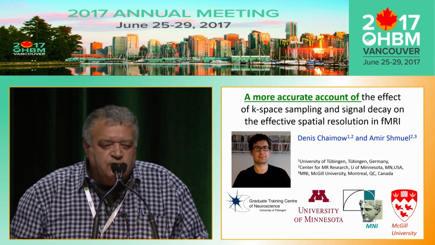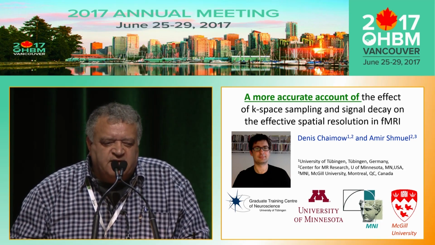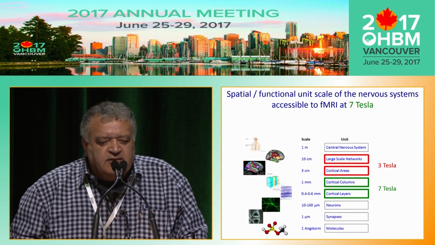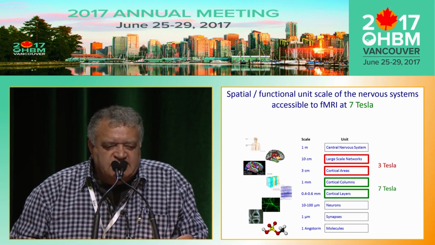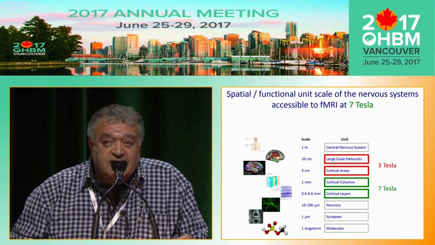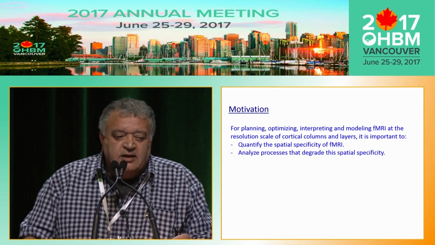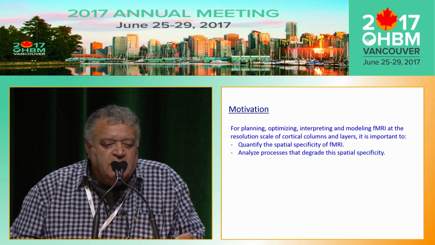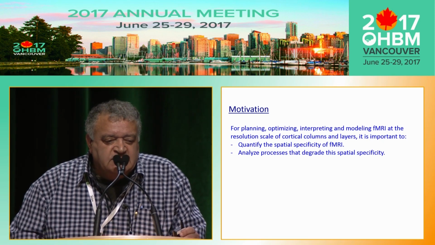A more accurate account of the effect of K-space sampling and signal decay on the effective spatial resolution in fMRI. At 3 Tesla, we can image large-scale networks and cortical areas. 7 Tesla opened the possibility for imaging cortical columns and cortical layers. However, this is not easy. It requires planning and optimizing and interpreting and modeling fMRI at the resolution scale of cortical columns and layers.